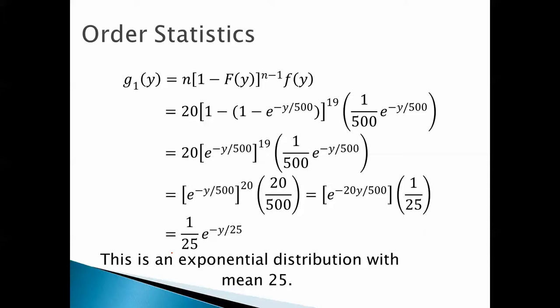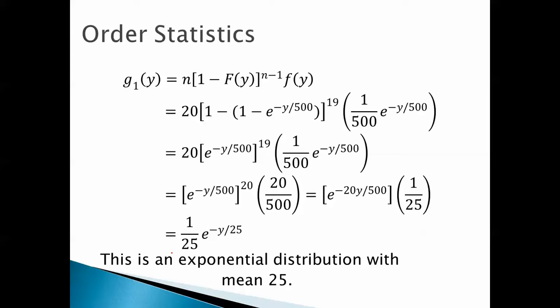In other words, it's 20 times 1 minus (1 minus e to the negative y over 500) raised to the 19th times 1 over 500 e to the negative y over 500. Okay, the 1 minus cancel, and we're left with 20 times e to the negative y over 500 to the 19th times 1 over 500 e to the negative y over 500. Okay, so you can move the 20 to the other side and combine the e to the negative y over 500s. And we're left with e to the negative y over 500 to the 20th times 20 over 500, which in other words is e to the negative 20y over 500 times 1 over 25, or it's 1 over 25 e to the negative y over 25.